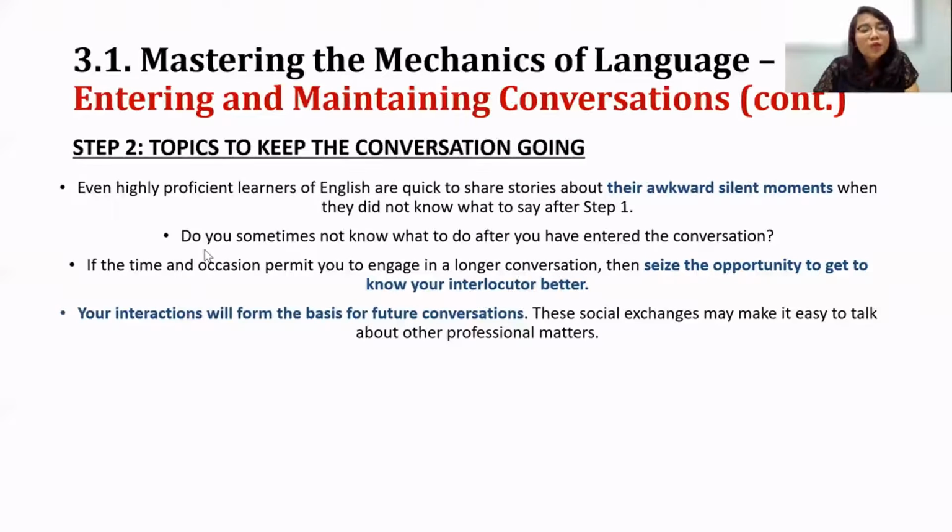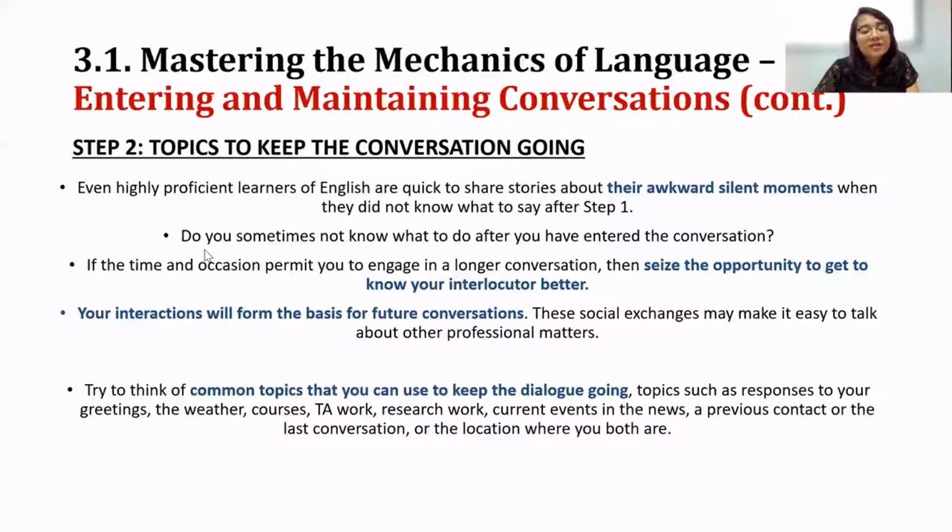The social exchanges may make it easy to talk about other professional matters. So if you want to have a professional and serious conversation with someone that you meet in an academic forum like that, but the person is someone new to you, you can use the strategies of small talk. Start the conversation with something light, something easy, something not that serious, and from that conversation you can build it up into conversation about professional matters.